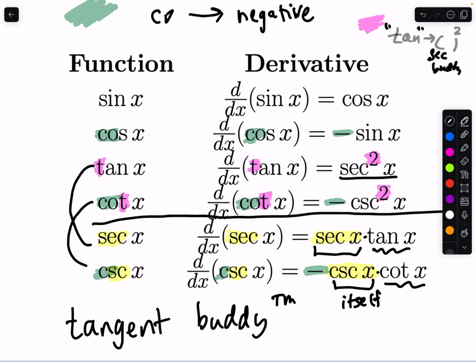The derivative of cotangent, notice how it's buddied up with cosecant. So since it's a tangent, there is a square in our answer. But also, since it's a co, there is a negative in its answer. So again, the derivative of any tangent is its secant buddy squared. So tan pairs with secant squared, cotan pairs with cosecant squared, but since there's a co, there's also a negative.